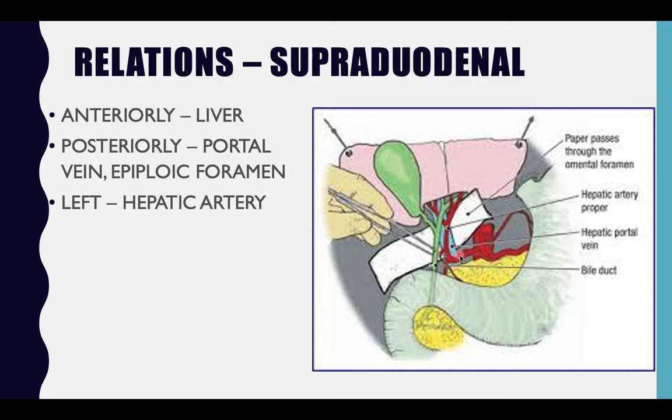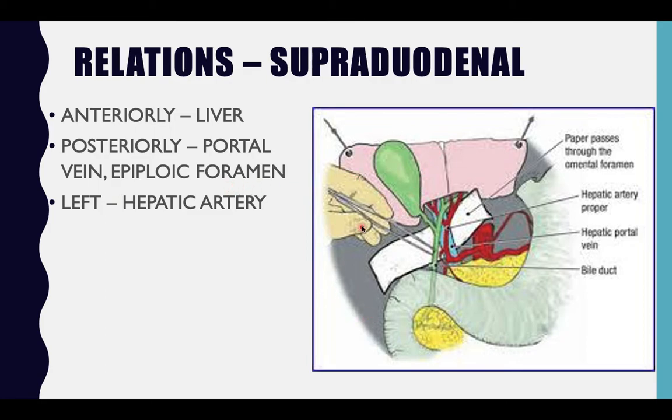So in this picture you can see the blue color structure is the portal vein here, and towards the left we have the hepatic artery here. And of course, behind this particular bile duct there is the opening of the epiploic foramen. That is what is mentioned here as epiploic foramen.